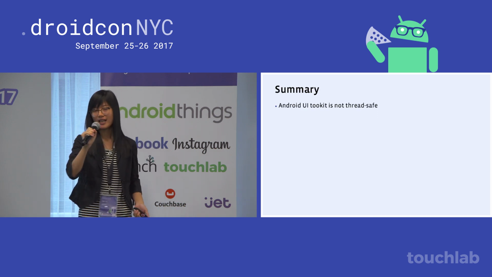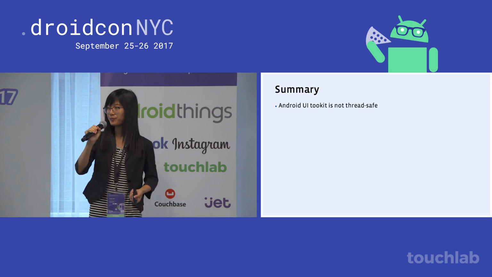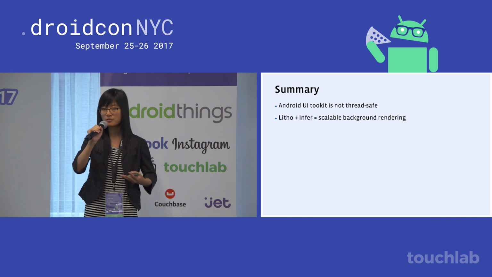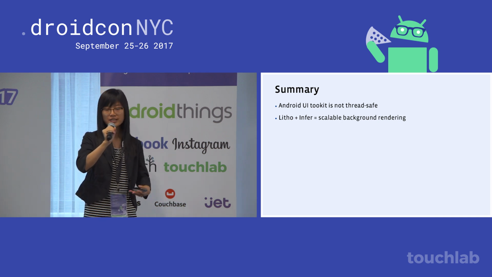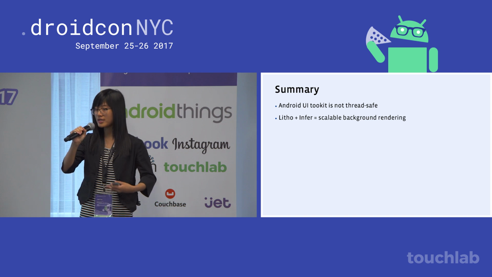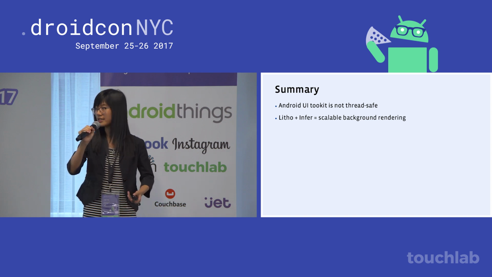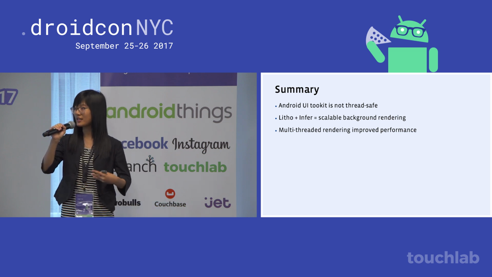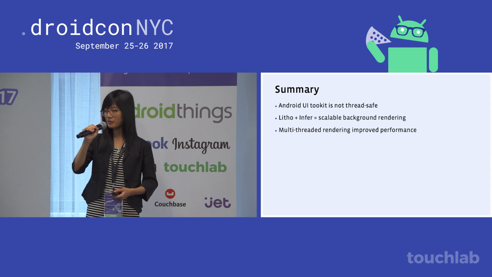As a summary, we talked about how the Android UI toolkit is not thread safe. We talked about Litho and Infer. We talked about how Litho makes multi-threaded rendering possible, and how Infer further enabled us to do safe background rendering in a scalable code base. And eventually, we concluded that multi-threaded rendering did improve the scrolling performance.